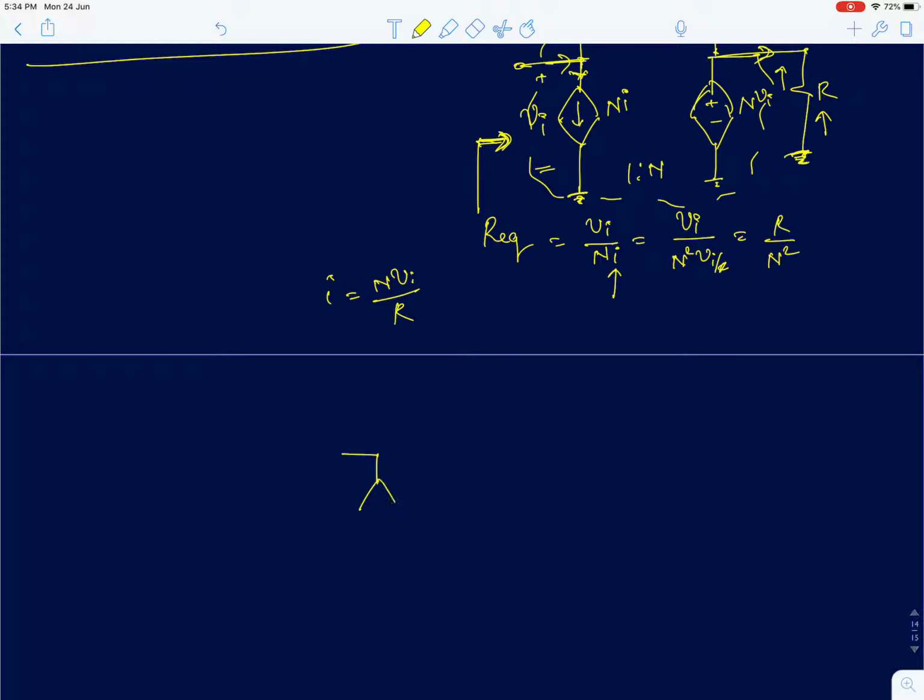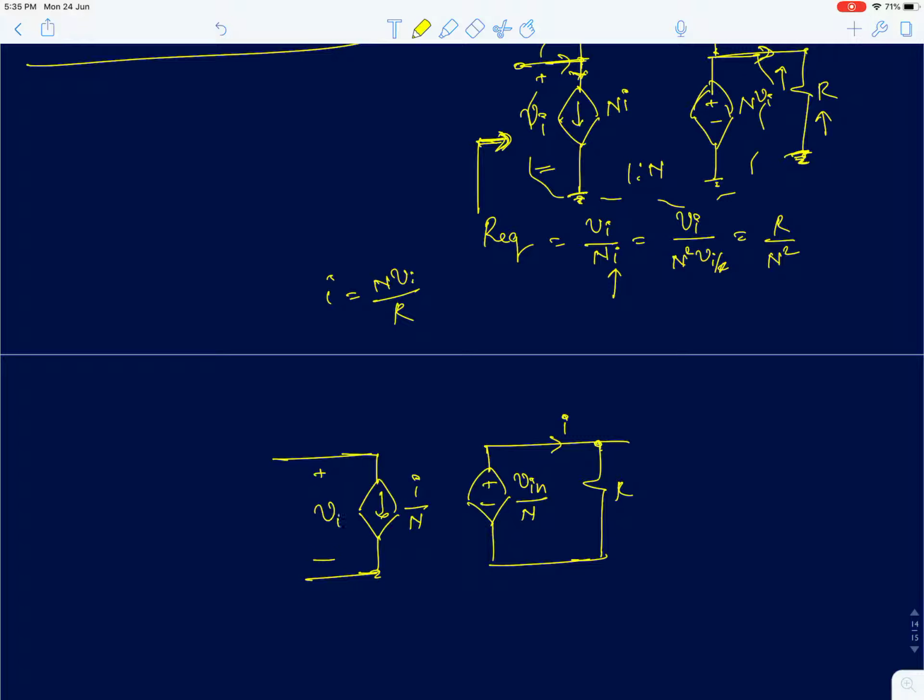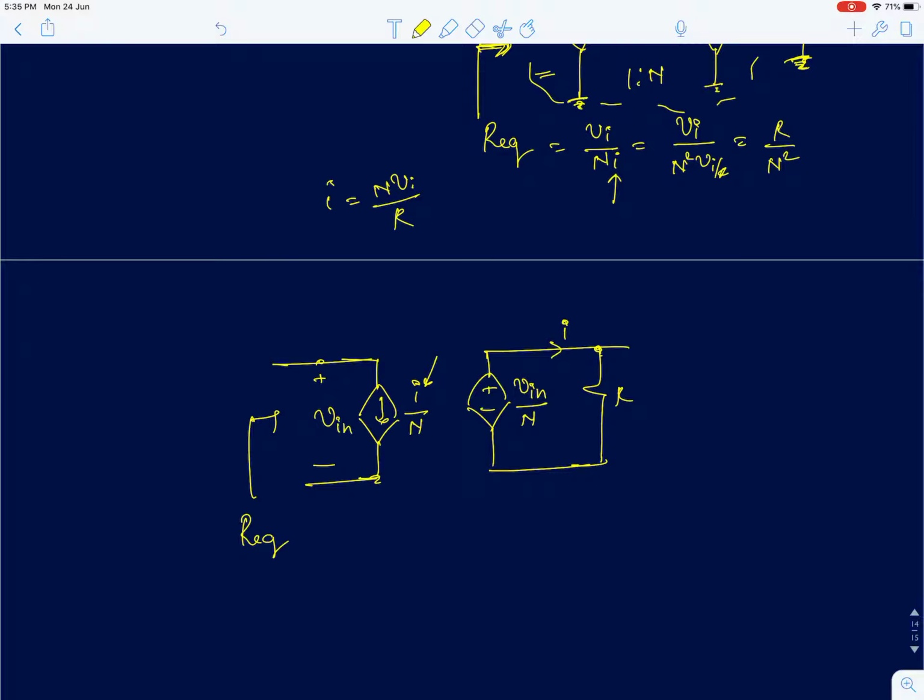In the same way, we can also model an n:1 turn transformer. So this is V in. You're supposed to find the equivalent resistance at this point. Again, you need to find the value of the current here. The value of I in this equation is simply V in by NR.